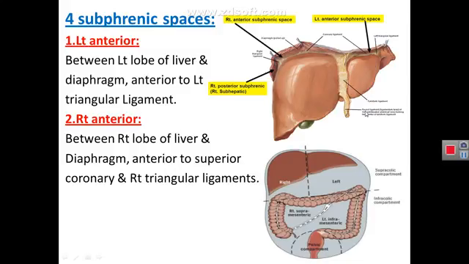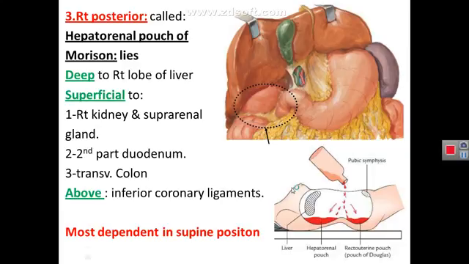Below the liver here and there are the posterior subphrenic spaces, right posterior subphrenic and left posterior subphrenic, or called right subhepatic and left subhepatic. The left subhepatic is the lesser sac, while the right subhepatic is the hepatorenal Rutherford Morrison pouch. So the right subhepatic, now we are removing the liver lobe, the right lobe. This is the right subhepatic space.